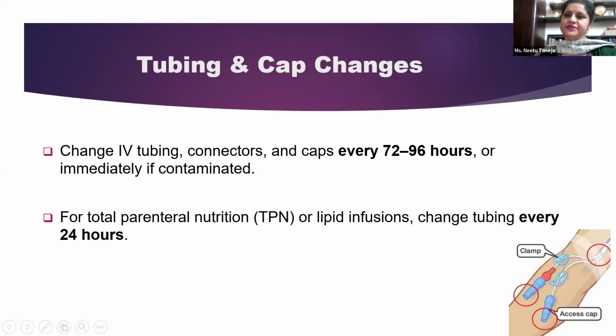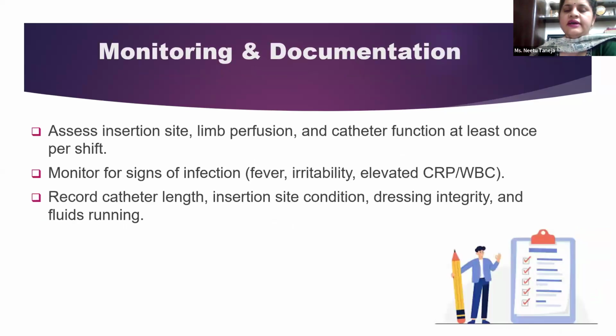I was talking about tubing and cap changes. As I told you, these are very small things but matter a lot. IV tubing, connectors and caps need to be changed ideally every 72 to 96 hours, or if they get contaminated, they need to be changed immediately. If we talk about TPN lines or lipid infusions, that tubing needs to be changed every 24 hours.